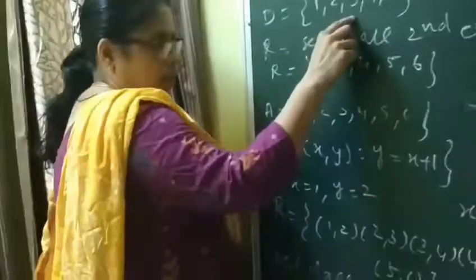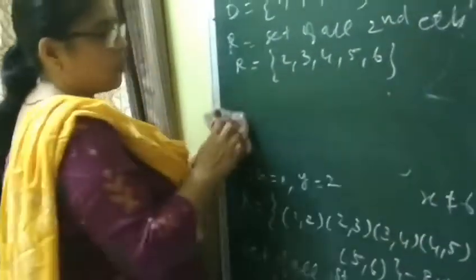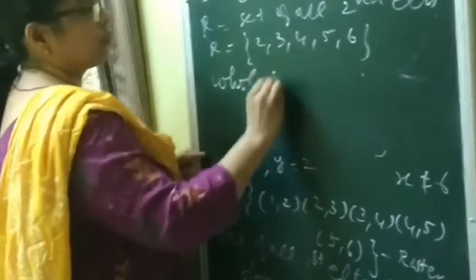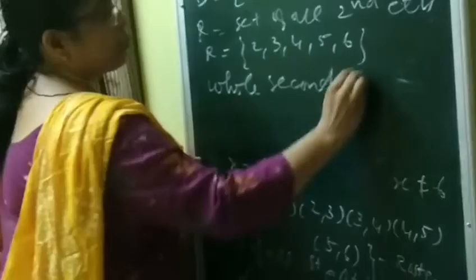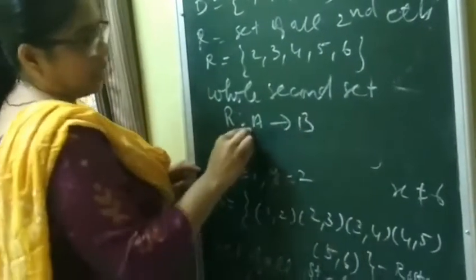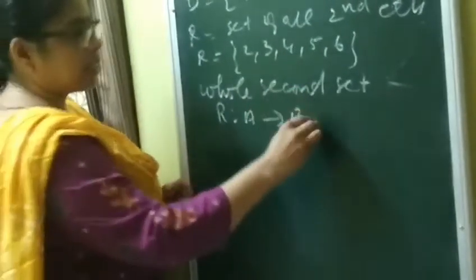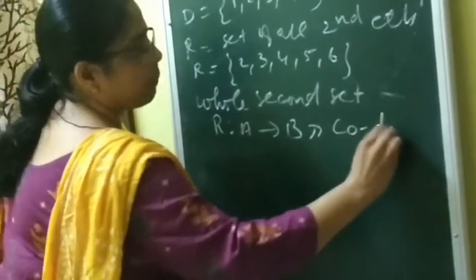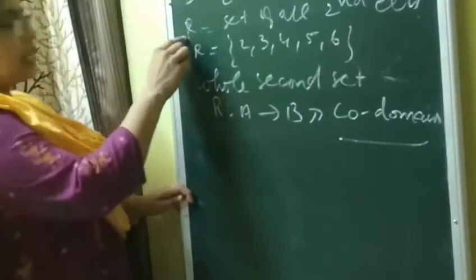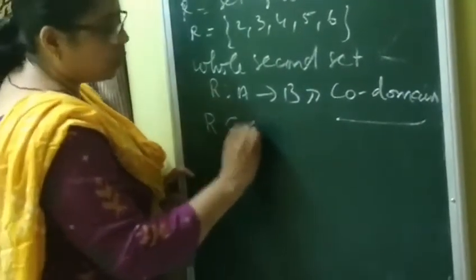Domain is the set of all first elements, range is the set of all second elements. The codomain is the whole second set. That means if you are taking relation R from A to B, the first set is A, the second set is B, and the second set is called the codomain. The relationship between range and codomain is: range is a subset of or equal to codomain.